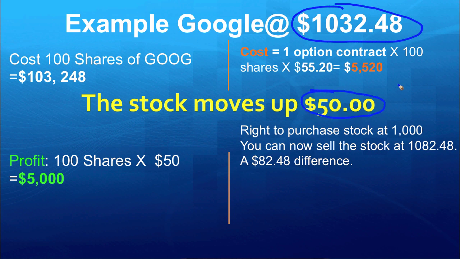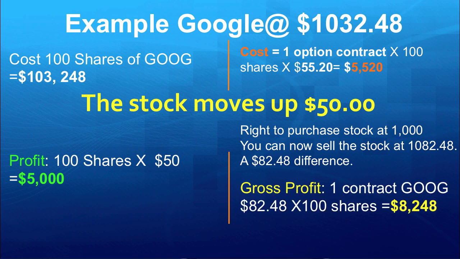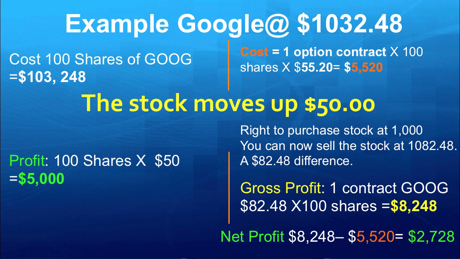All right. So I don't want to lose anybody. Simple math. The stock went from 1032 up $50. That would make it 1,082.48. Just simple math, right? But we have the right to buy it at what? $1,000 per the option. And so what's that going to do for us? Our gross profit on one contract, if we could sell it at 82.48, that's $8,248. But wait, we got to take out how much we paid for it.